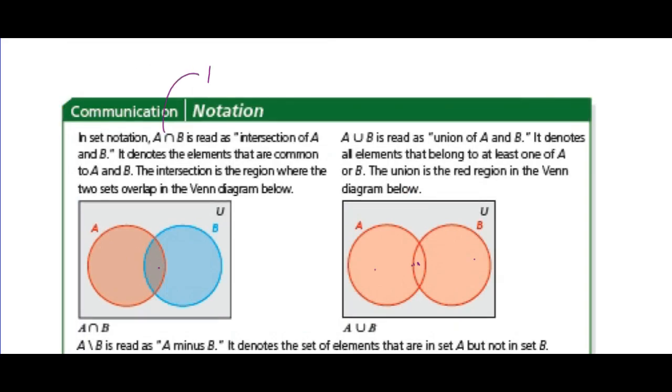Another way to read this is A and B. And another way to read this is A or B. Okay, so the intersection is and. It's in A and B. And the union is or. It's in A or B or both.